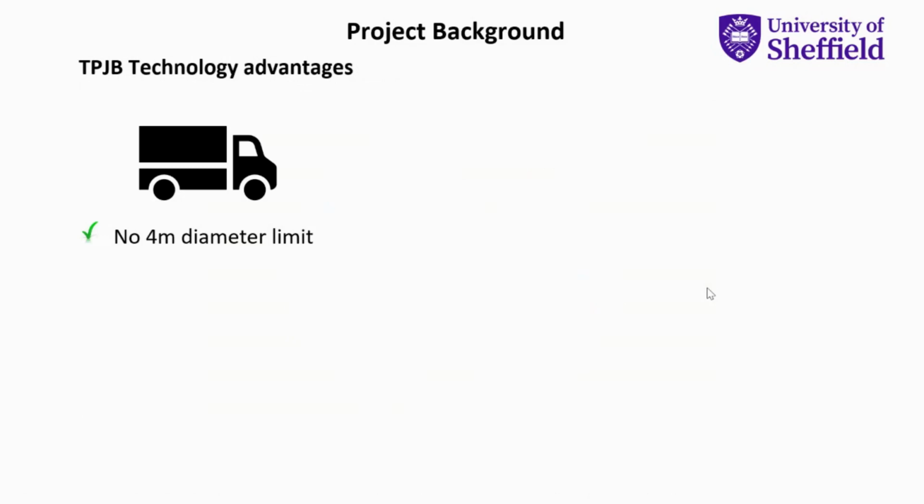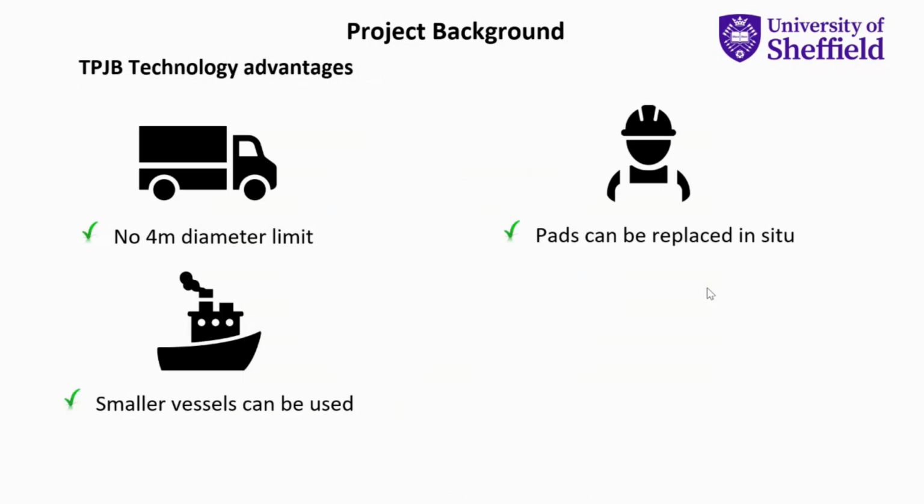We have to transport them fully assembled, and they can't actually fit onto trucks. And that becomes a massive issue when transporting. As you saw on the earlier animation, our pads can also be replaced in situ, which helps reduce downtime and maintenance costs. And it also means smaller vessels can be used because you can transport parts separately. And yeah, like I said, downtime reduced. So for use in these bigger wind turbines with these bigger bearing diameters, it makes a lot of economic sense to move towards tilting pad journal bearing technology.